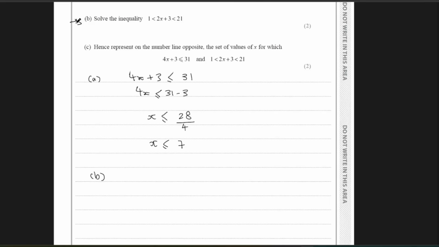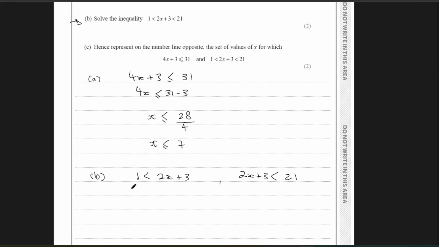Question B. Solve the inequality 1 less than 2x plus 3 less than 21. We can split this inequality into two parts. The first one is 1 less than 2x plus 3. The other one is 2x plus 3 less than 21. And we can solve them separately.